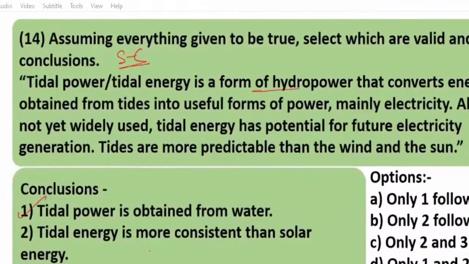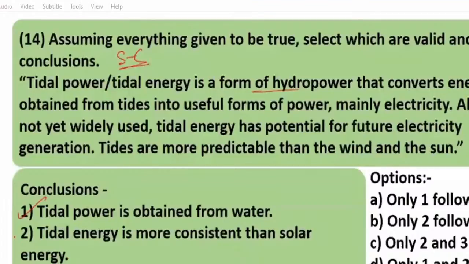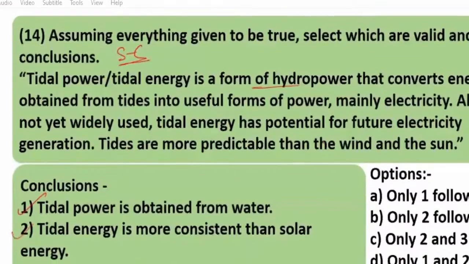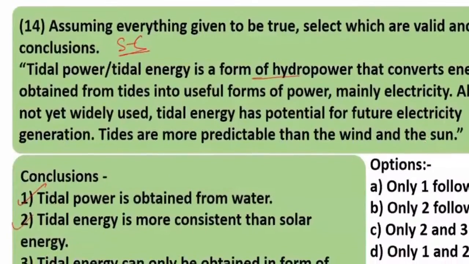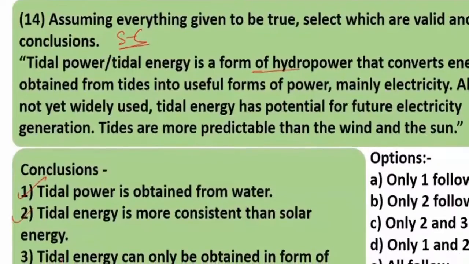Tidal energy is more consistent than solar energy. Yes, it is true because tides are more predictable than wind and sun. So we can get consistent energy out of tides. Next, tidal energy can only be obtained in the form of electricity. No, it is false. Why? Because energy obtained from tides can be converted into useful forms of power, mainly electricity, not only electricity. So only 1 and 2 follow.